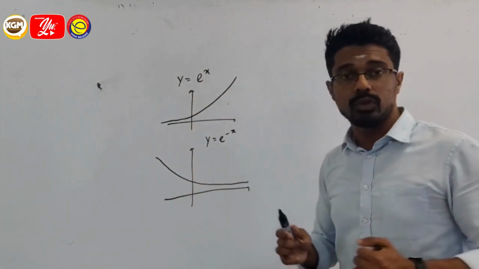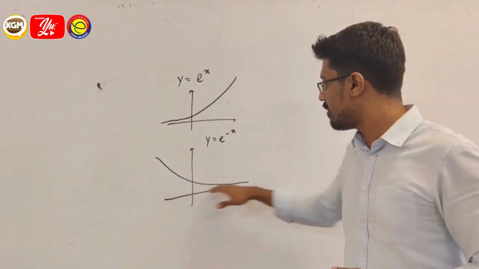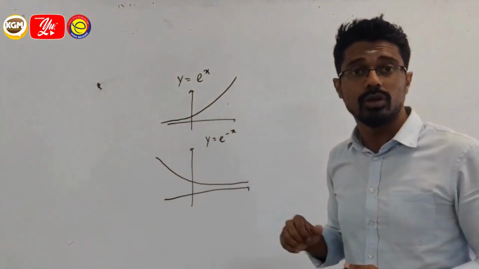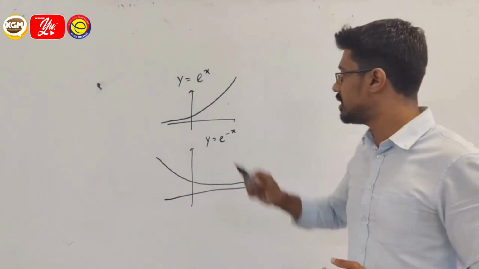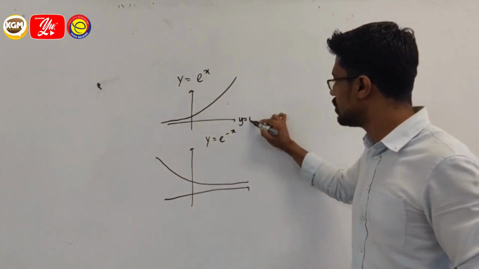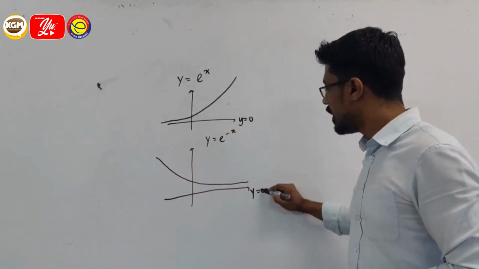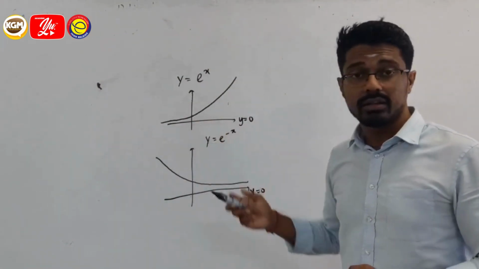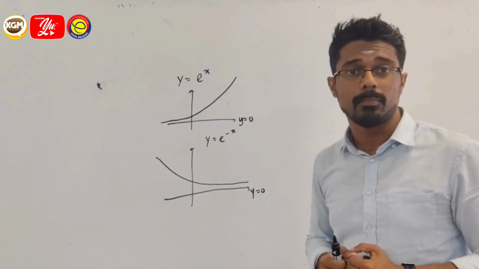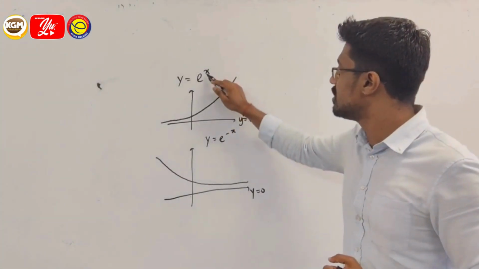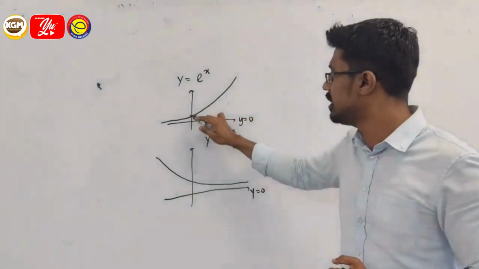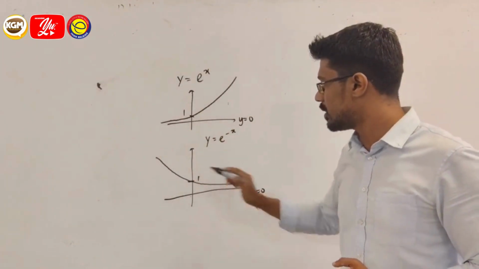Also, what we have here is something called an asymptote. This asymptote is none other than the line y equal to 0. And you can actually work out the y-intercept. It is very useful for you to get your y-intercept. The y-intercept is when x is 0, so e power 0 is going to be 1. So this also is going to be 1.